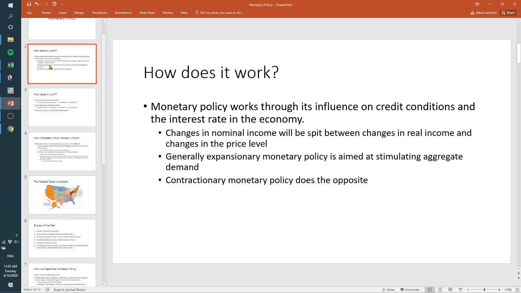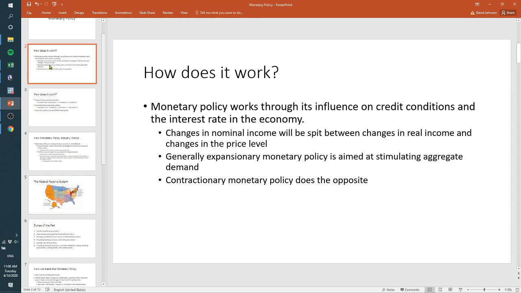All right, so there are two types of monetary policy. There is expansionary monetary policy, and that is the policy that is aimed at stimulating aggregate demand. Contractionary monetary policy does the opposite. It destimulates aggregate demand, lowers the price level, and reduces production. So knowing this, what do you expect to happen to unemployment if the government engages in contractionary monetary policy?